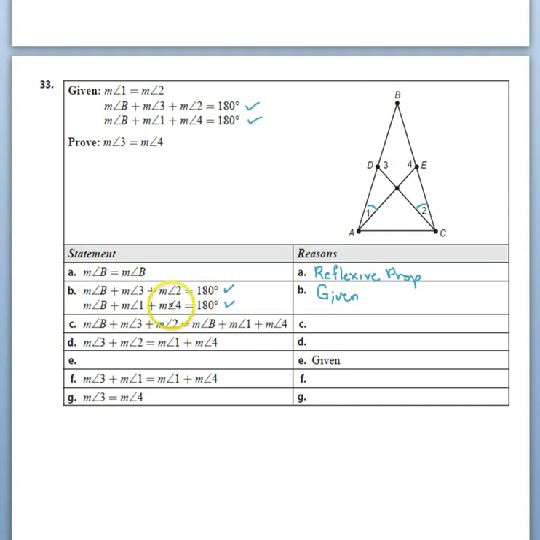I know you can. If we look at, let's color code. So we have measure of angle B plus measure of angle 3 plus measure of angle 2 in statement B, and here it is in statement C. And then if we go up here and we look at measure of angle B plus measure of angle 1 plus measure of angle 4, we have that same thing right here. So look at what they're both equal to. They're both equal to 180.